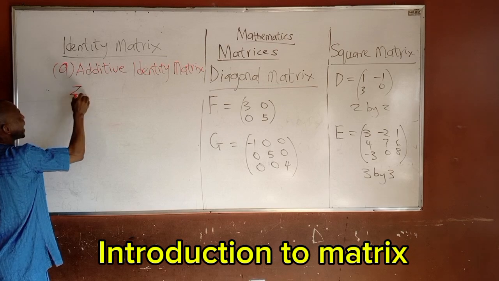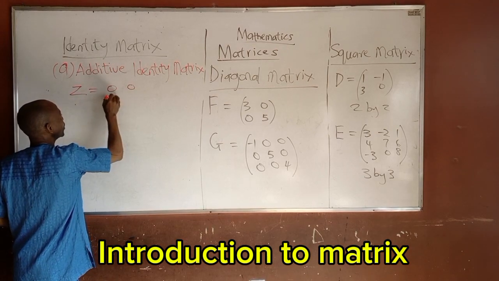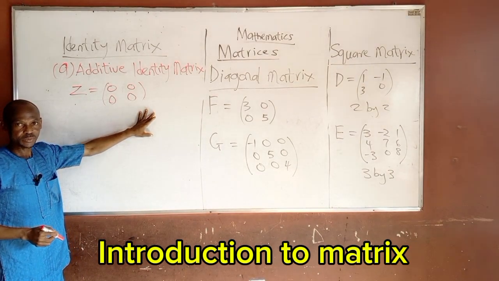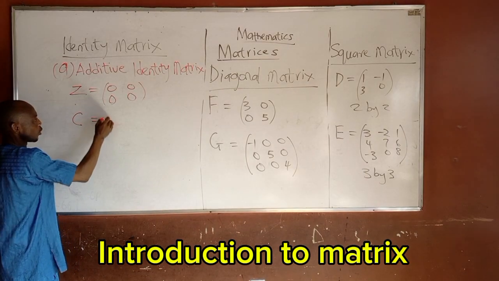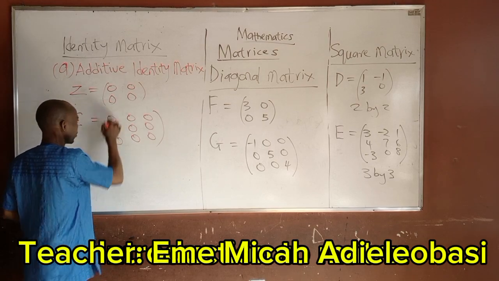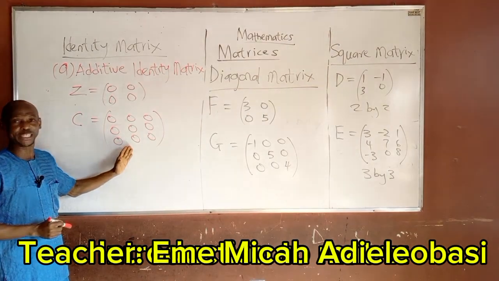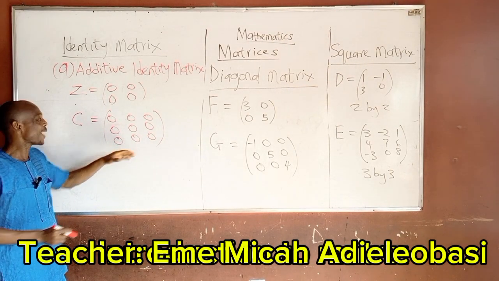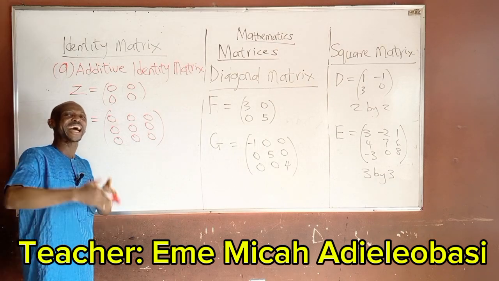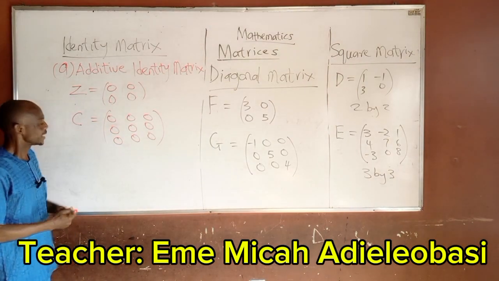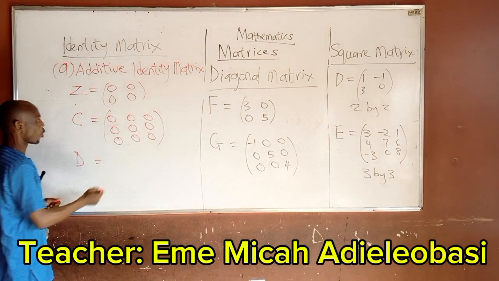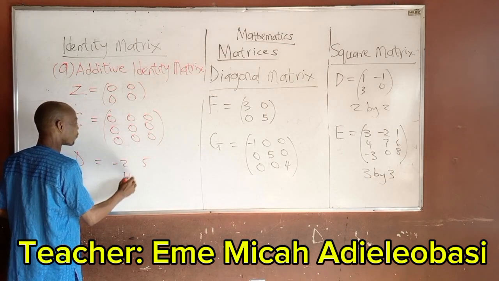Example, let's say we have Z is equal to 0, 0, 0, 0. This is a 2 by 2 identity matrix. Let's say we have another C is equal to 0, 0, 0, 0, 0, 0, 0, 0, 0. This is an identity matrix for addition, whereby if this matrix is added to another matrix, the result in addition will be the same as the other matrix. Now let's say we have a matrix D equal to -2, 5, 4, and 3.